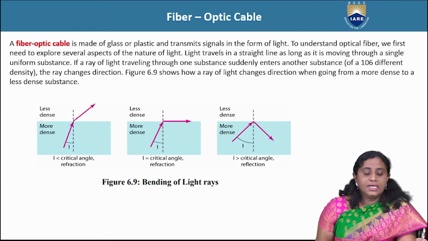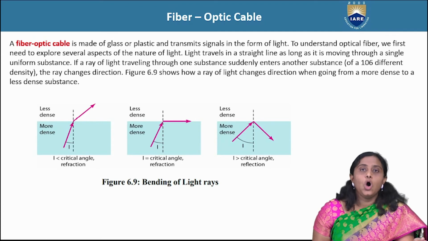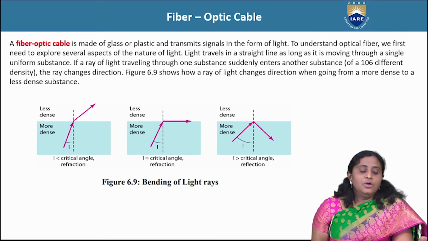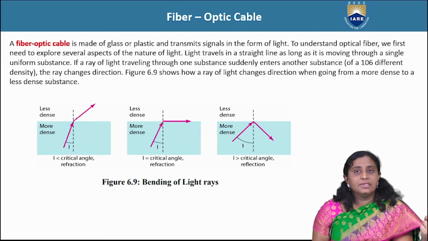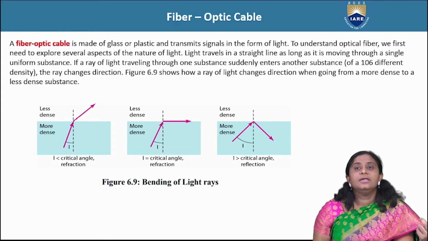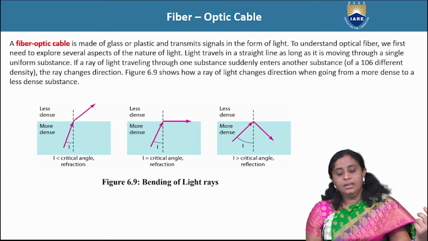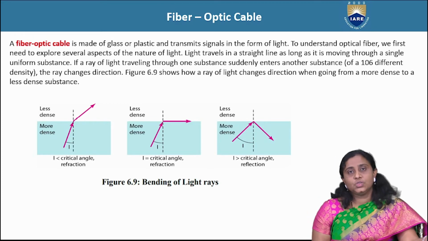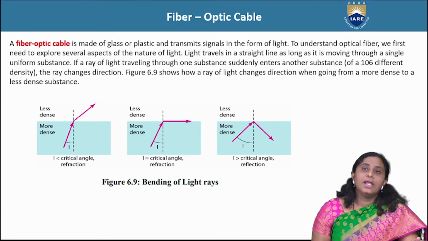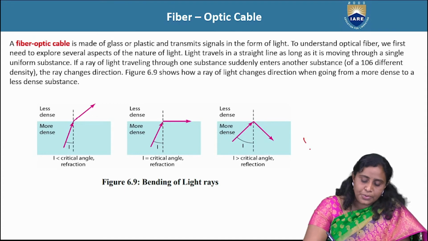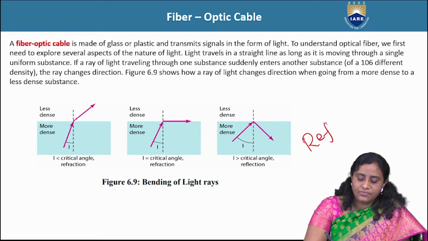So coming to the third one of the guided media, what we can call a fiber optic cable. It is made up of glass or plastic for transmitting the signals from one transmission media to another transmission media in the form of light. To understand the optical fiber, we first need to explore several aspects of the nature of light. The nature of light consists of two types of properties. The first one is reflection and the second one is refraction.